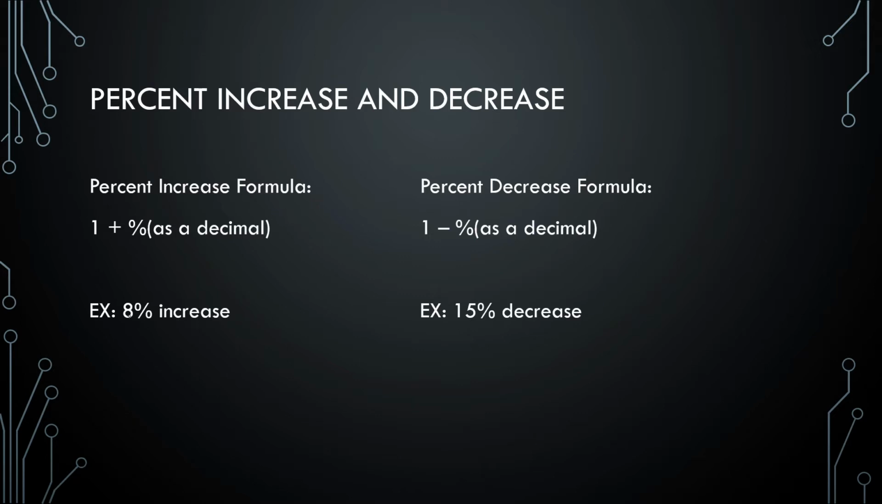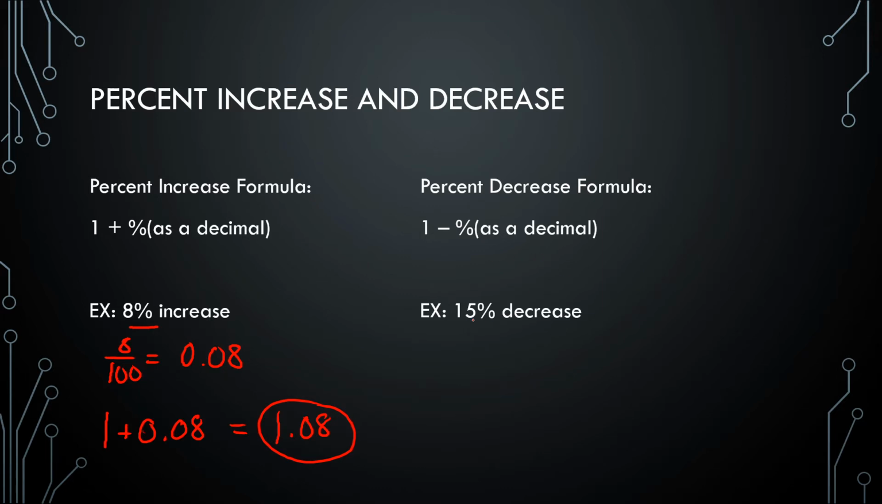The first thing I need to do is take my percent, which is 8, and change it to a decimal. To do that, I would do 8 divided by 100. If you type this into a calculator, you get 0.08. So I now have my percent as a decimal, which is perfect. According to my formula, all I need to do is take 1 and add it to 0.08. And when I do that, my final answer is going to be 1.08. So that is all that I'm doing for my percent increase.